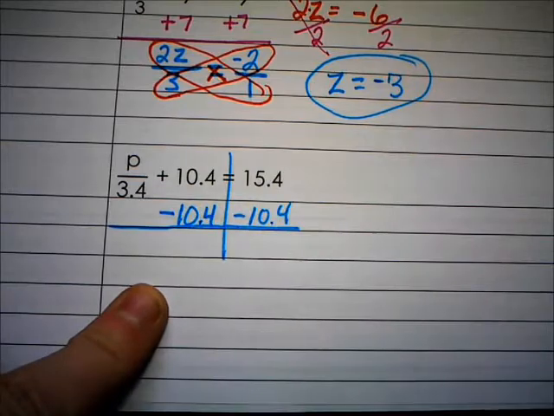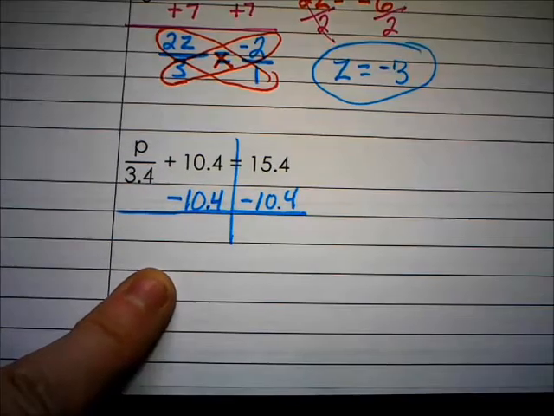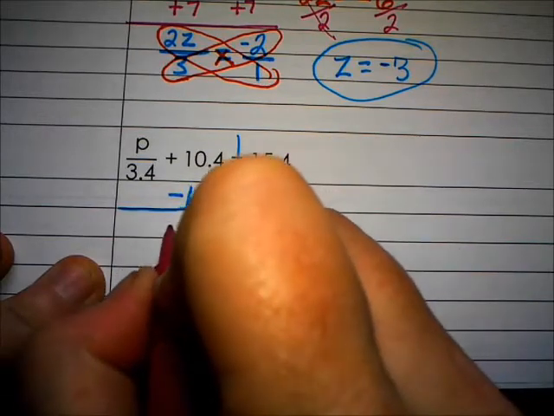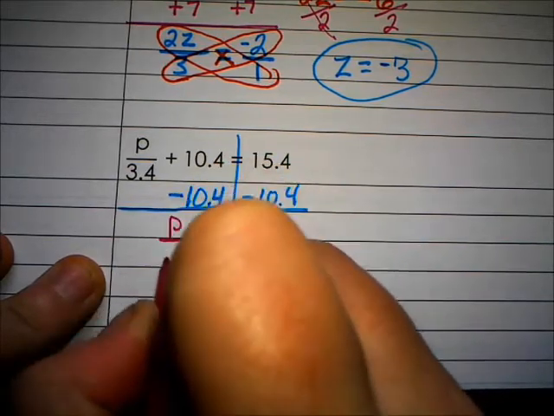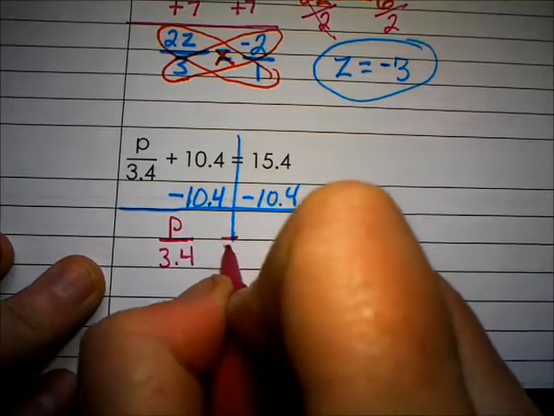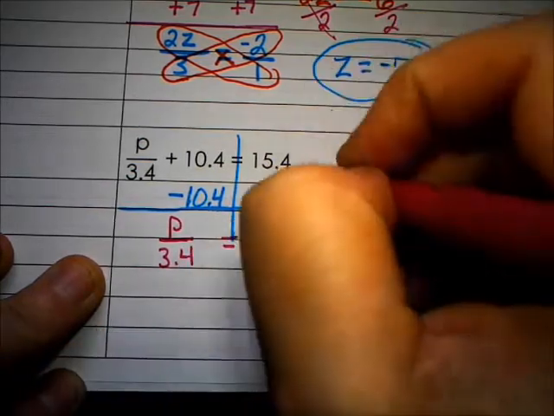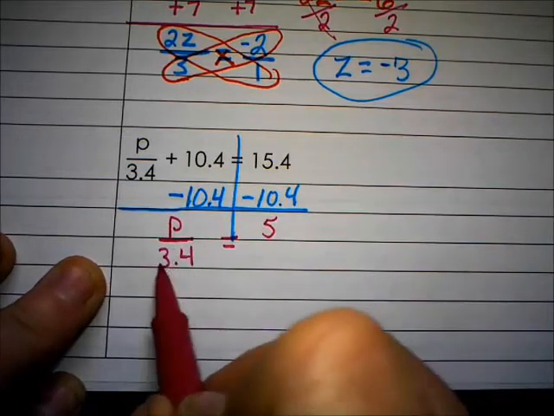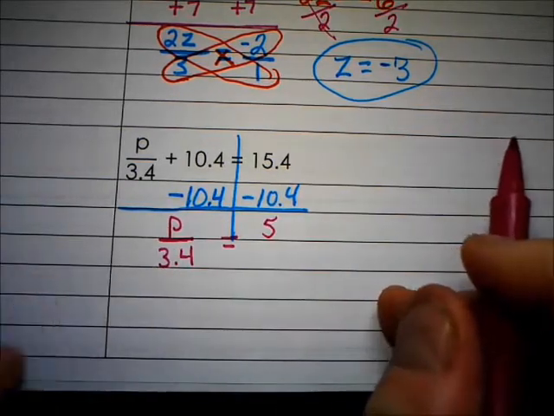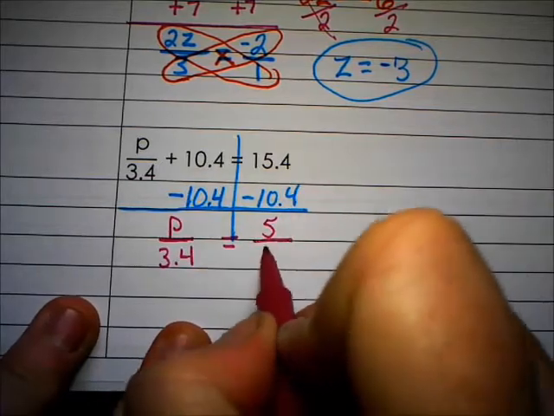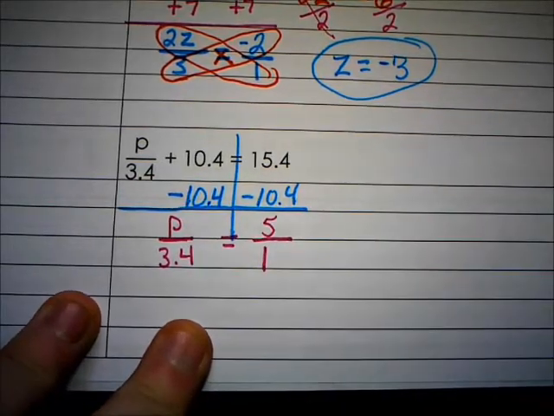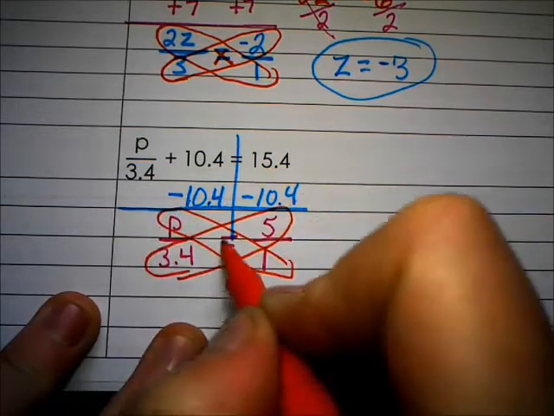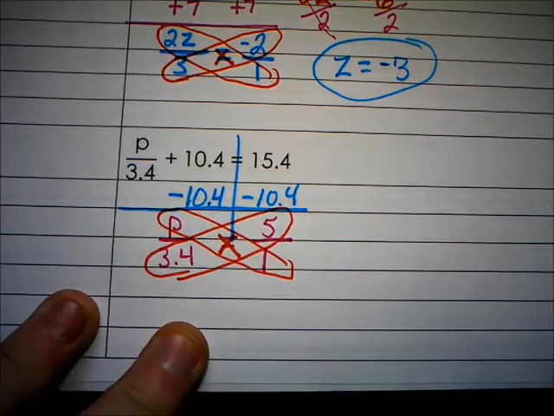Alright, so I need to subtract 15.4 minus 10.4. Well, 15.4 minus 10.4, the 0.4's go away, and all I'm left with is the number 5. And since this is p over 3.4, I'm going to put the 5 over a 1 so that now I can do what I did above, and I want to cross multiply. Multiply across the equal sign.